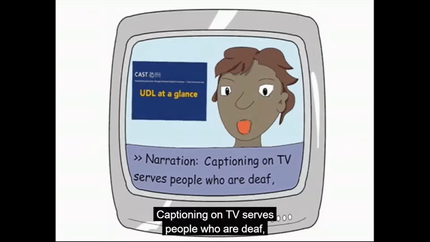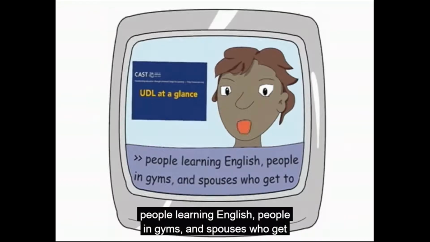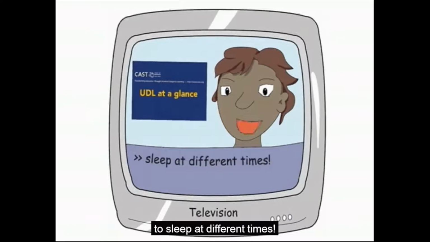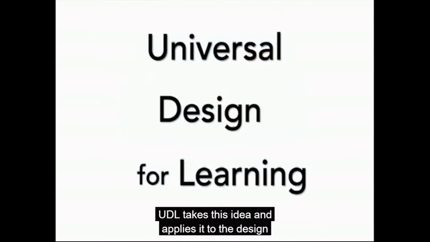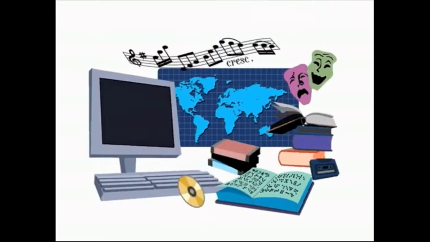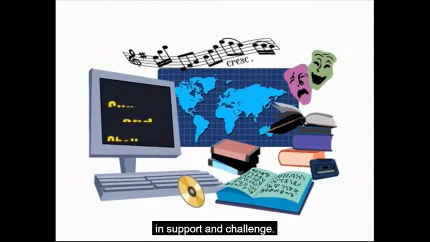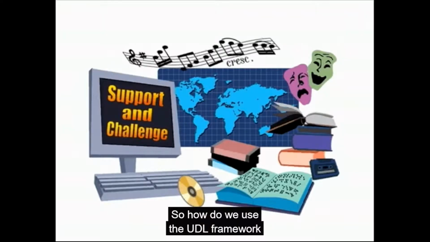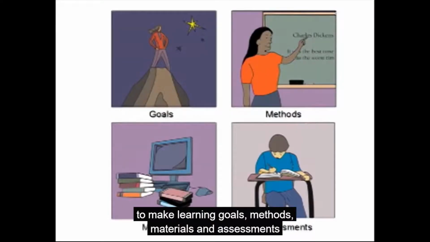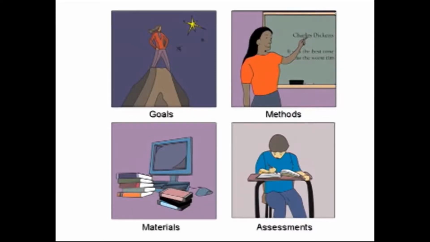Captioning on TV serves people who are deaf, people learning English, people in gyms, and spouses who get to sleep at different times. UDL takes this idea and applies it to the design of flexible curriculum. UDL goes beyond access because we need to build in support and challenge. So how do we use the UDL framework to make learning goals, methods, materials, and assessments that work for everyone?